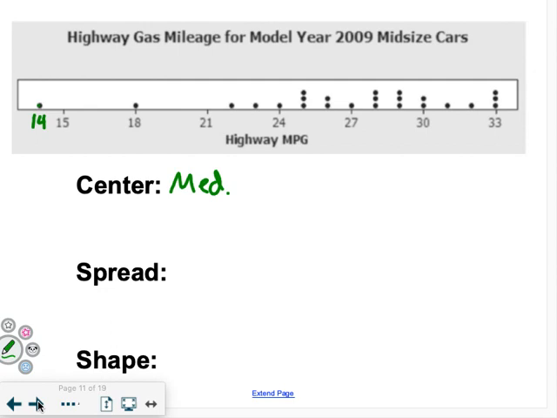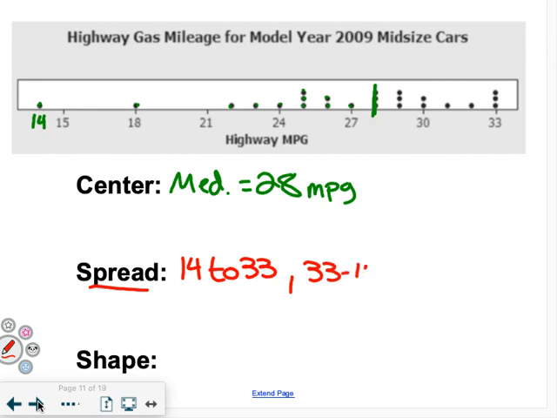I have 24 dots. So starting on either side, I want to count to the 12th dot: 1, 2, 3, 4, 5, 6, 7, 8, 9, 10, 11, 12. My 12th dot is right there, which would be at 28. Center is 28 miles per gallon. For our spread, our lowest was 14, our largest was 33, and we can write this in two ways. Either we get an answer of 19, or you could say it's from 14 to 33.